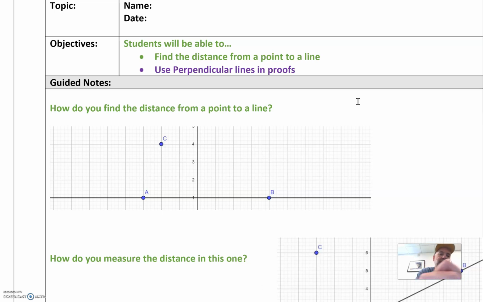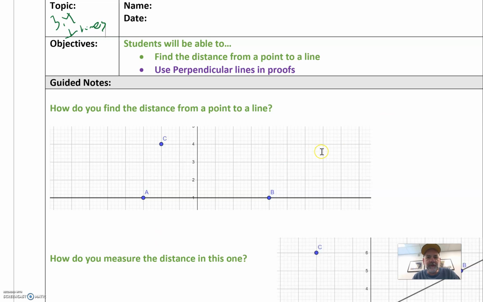So it's section 3.4, and it's perpendicular lines. We've been dealing with parallel lines a lot, and now we're going to talk about perpendicular lines instead. The objectives are up there, and you'll find out about them in just a second. So the question is about how do you find the distance from a point to a line?